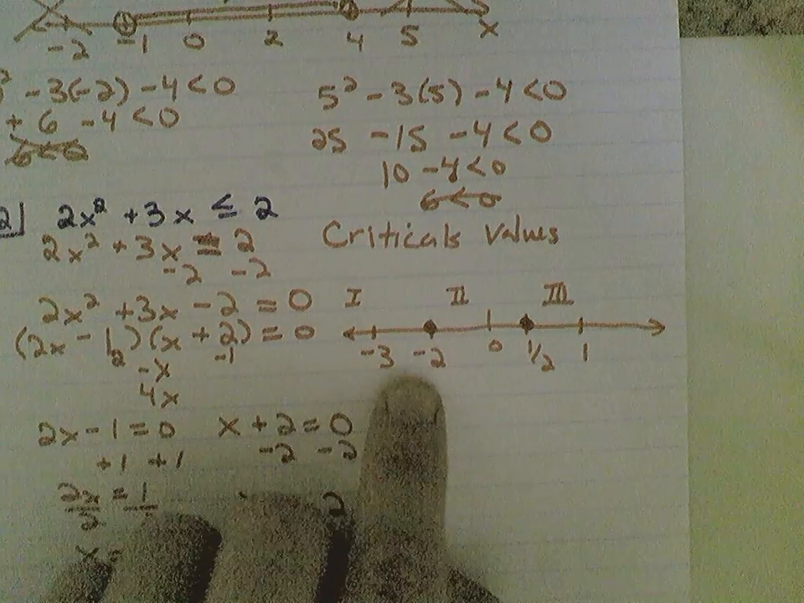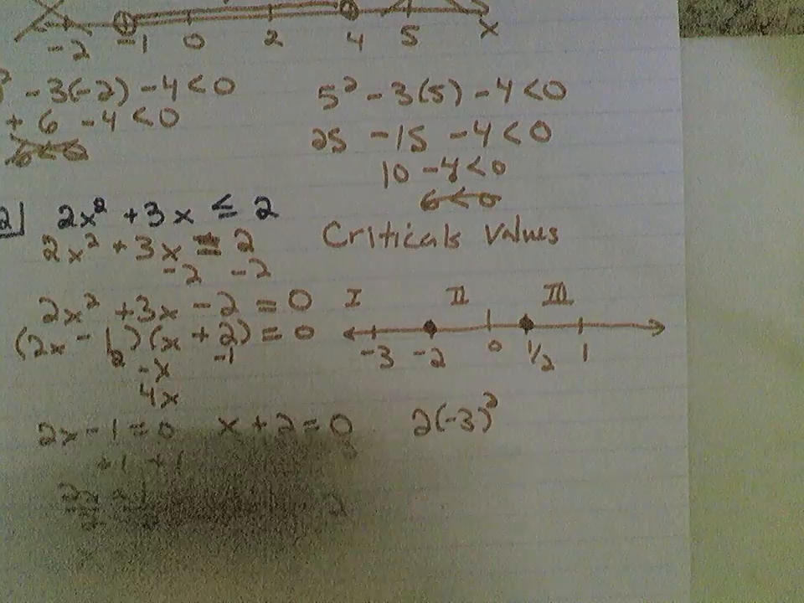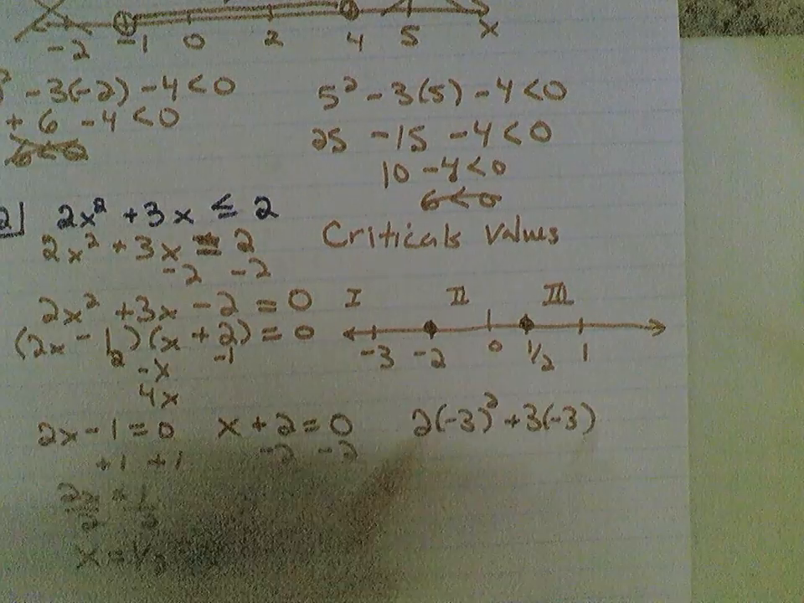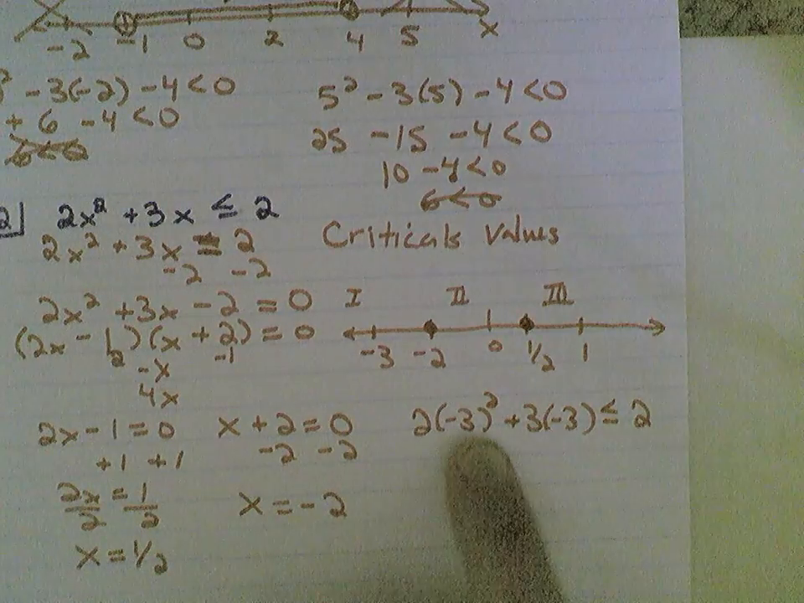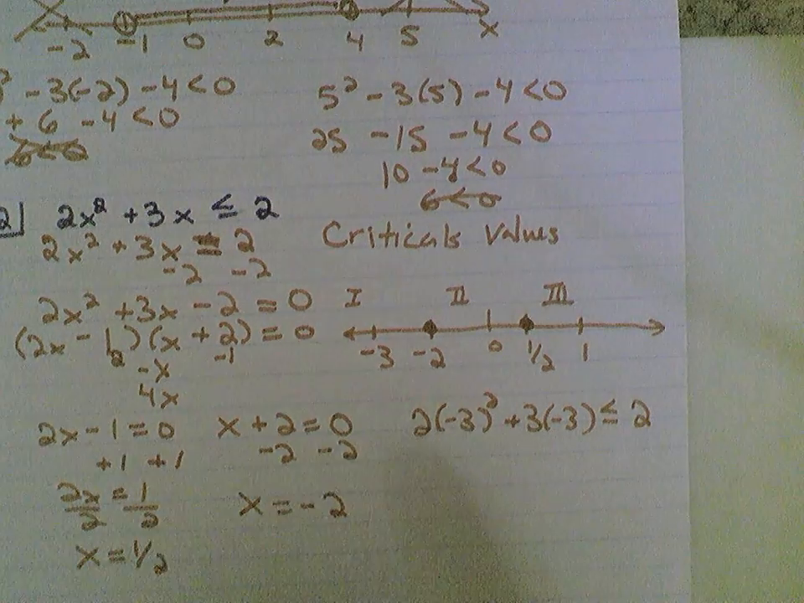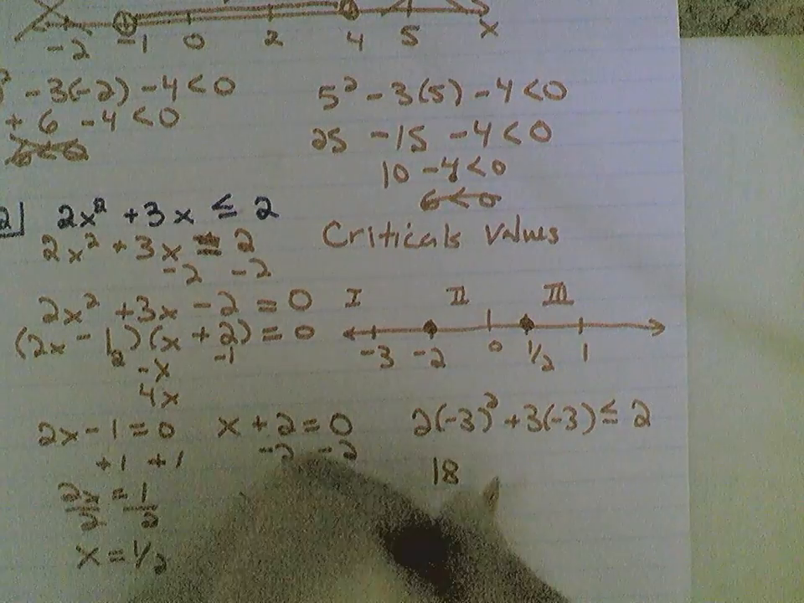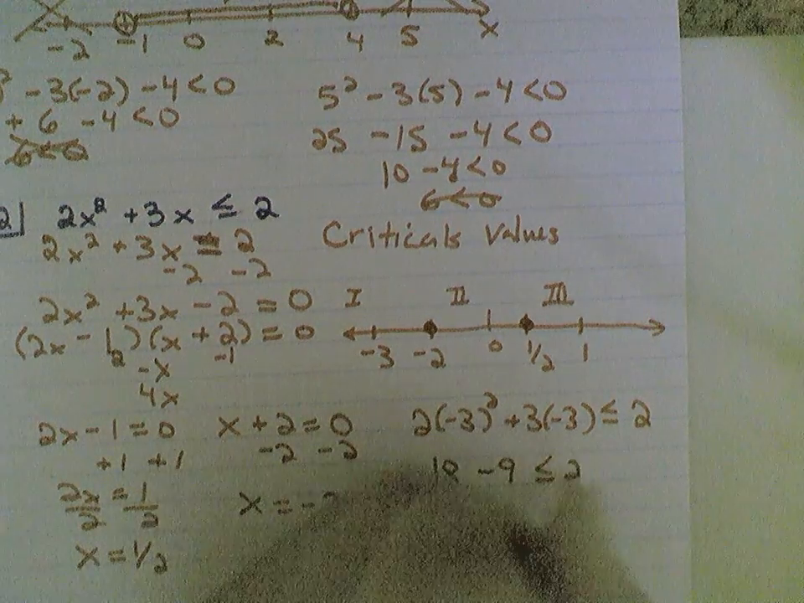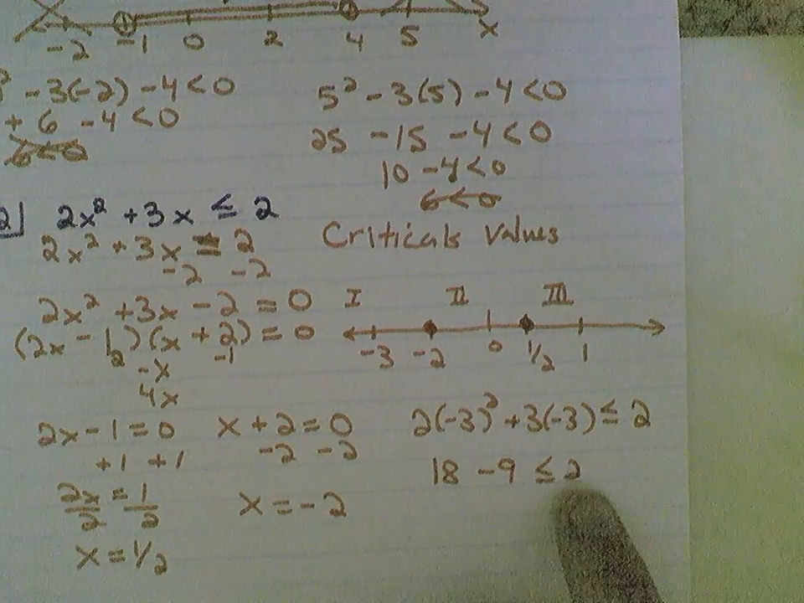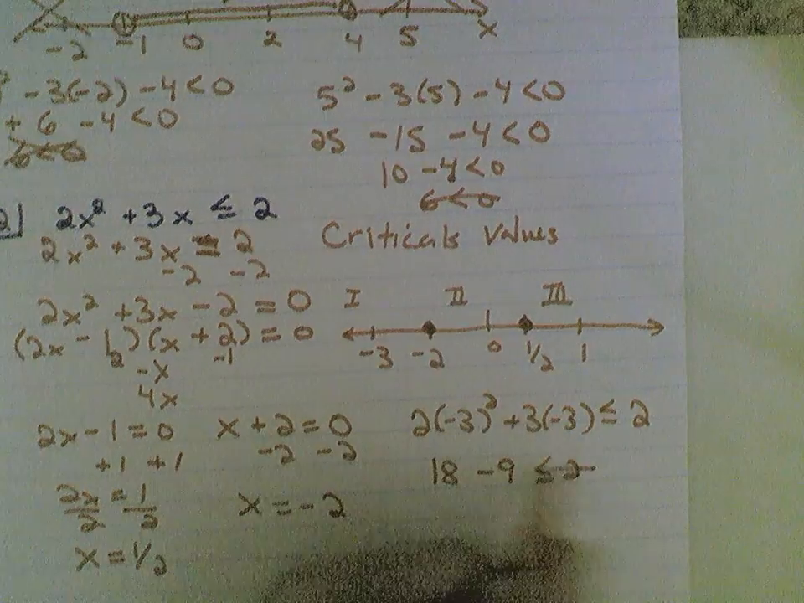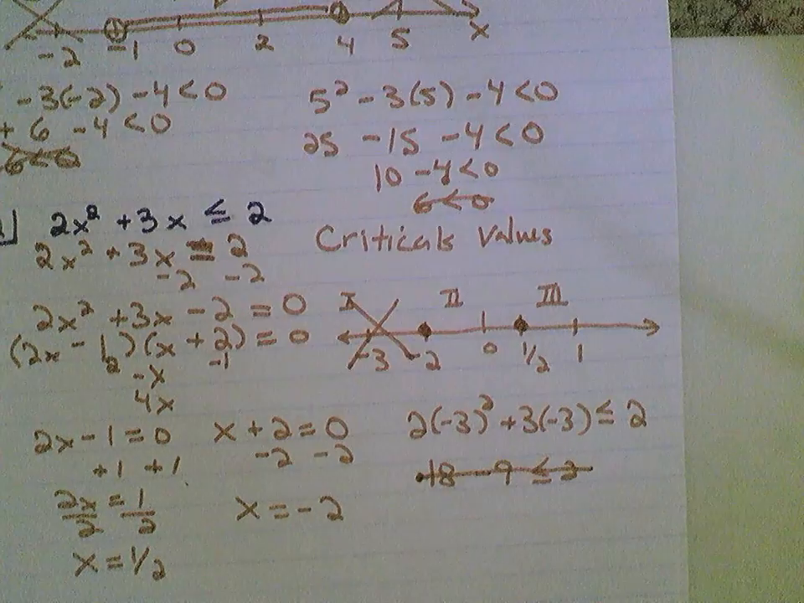So for instance, if I test negative 3, if I take 2 times negative 3 squared plus 3 times negative 3, I should get a value less than or equal to 2. Well, negative 3 squared is 9. 9 times 2 will end up being 18. Then 3 times negative 3 is really just negative 9, less than or equal to 2. At this point, I can clearly see that if I take 18 minus 9, I'm not going to get something less than or equal to 2, so I'm not getting a true statement. So I know my solutions to the problem are not going to be in region 1.